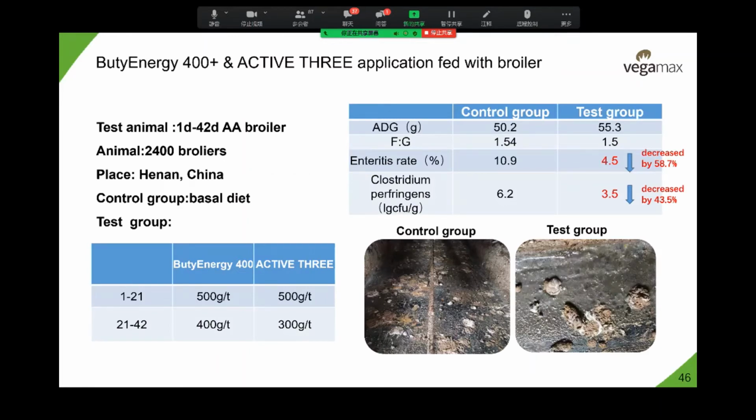And another test for the combination. In Henan province of China, we have trials on broilers with the Built-Energy 400 plus and Act.25. In the first 1 to 21 days, for 400 plus, the dosage is 500 gram, and Act.25 the same dosage. And in 21 to 42 days, the Built-Energy 400 plus group is 400, and Act.25 is 300. And after the test, we show that the enteritis rate decreased by 58.7. And also the Clostridium perfringens decreased by 43.5.